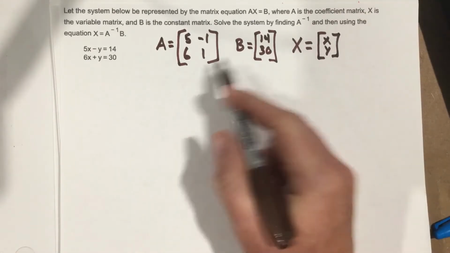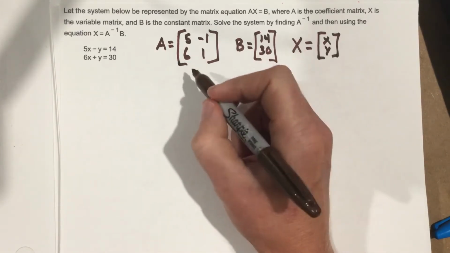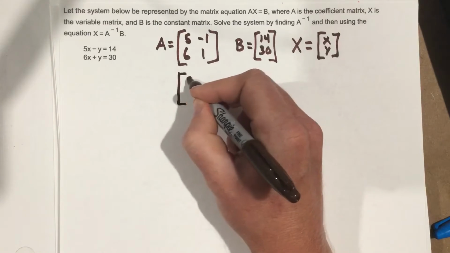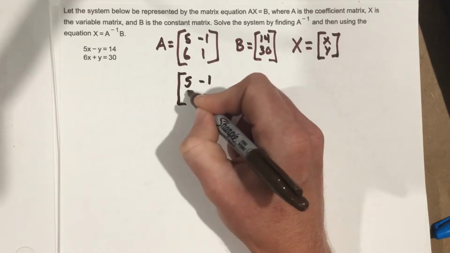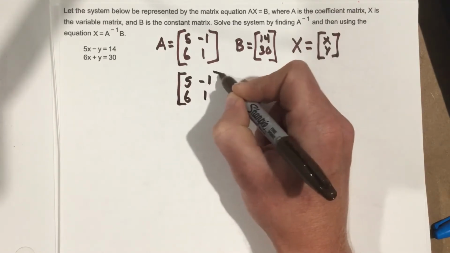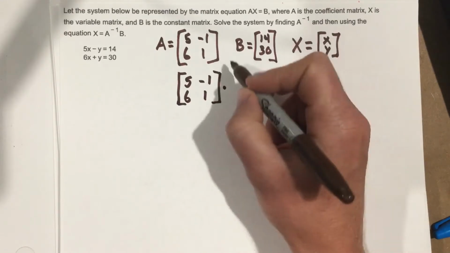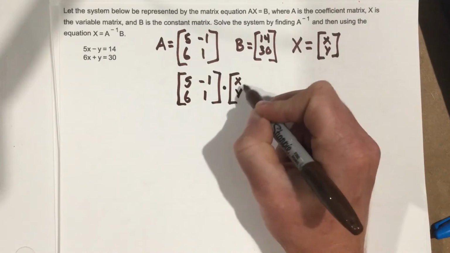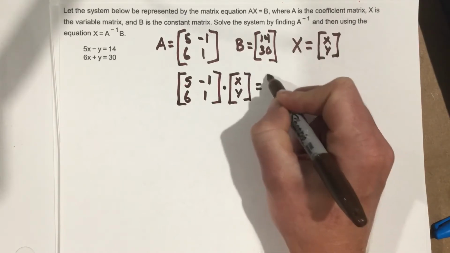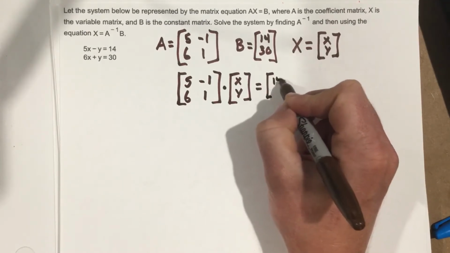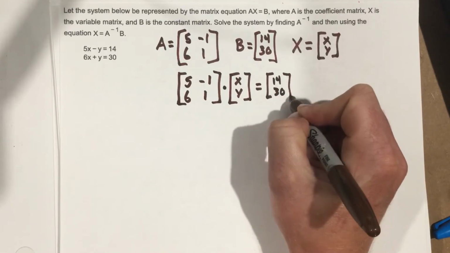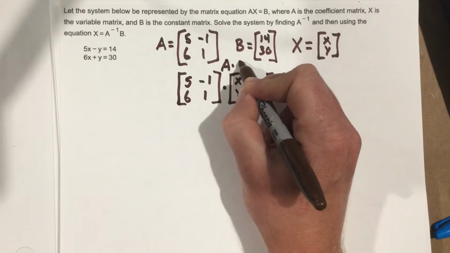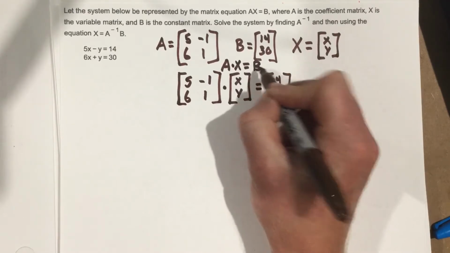Now, if we set this up like they want us to, it looks like so. So we have 5, -1, 6, 1 times X, which is XY, and that equals 14, 30. Okay, remember this is A times X equal B.